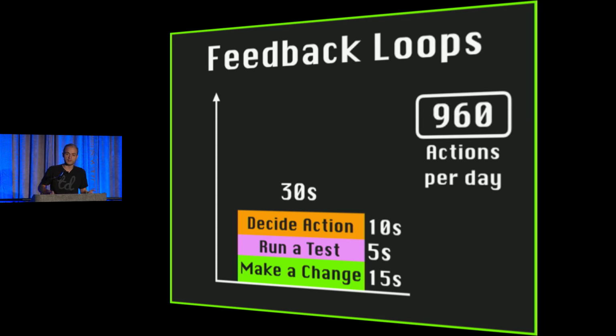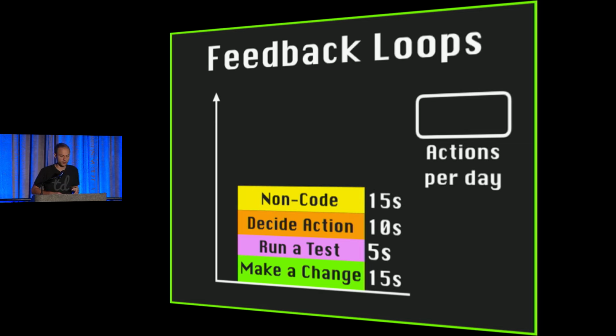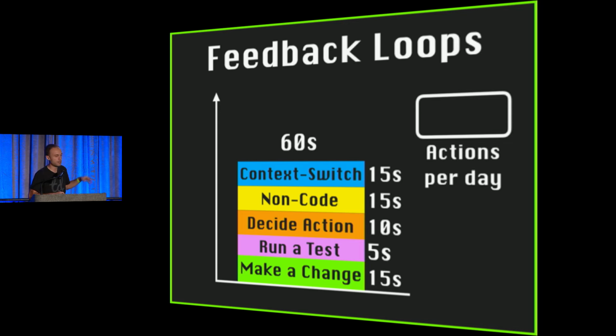So in an 8-hour day, that means we'd have an upper bound, a maximum of 960 useful thoughts in that day. Now, most people have non-code related activities that they're responsible for at work, and then we also suffer the context switching between those and our code. And in a 60-second feedback loop, this would allow for 2 hours of non-code activity at 480 actions per day, which let's use as a reasonable baseline.